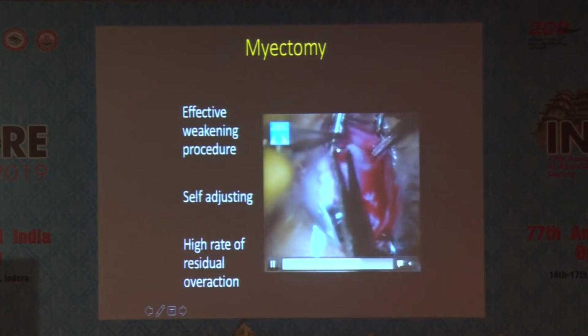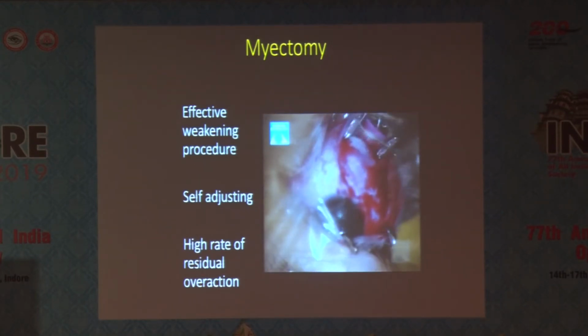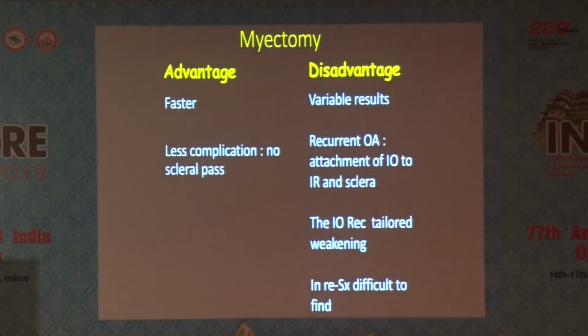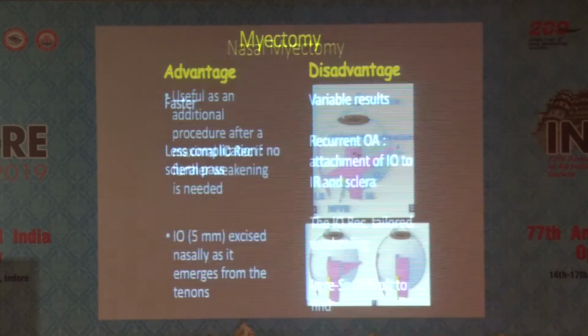This is a little self-adjusting procedure, but again, the disadvantage is that there is a high rate of inferior oblique overaction post this procedure after some time. And if you want to do a resurgery, you really don't know where your muscle has reattached. And you can't tailor this procedure. This is the all or none procedure, even though it's called self-adjusting. But the advantage is that you can do it faster, there is no scleral pass, so chances of complications are less, and many surgeons prefer myectomy. They will not do recession.